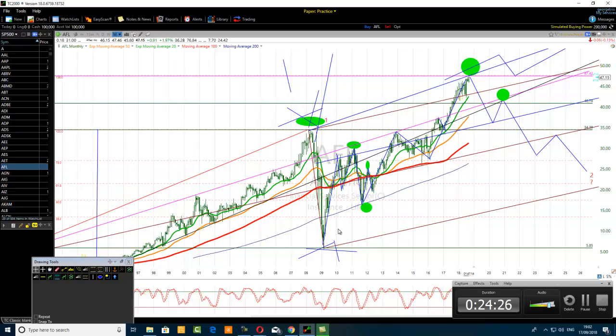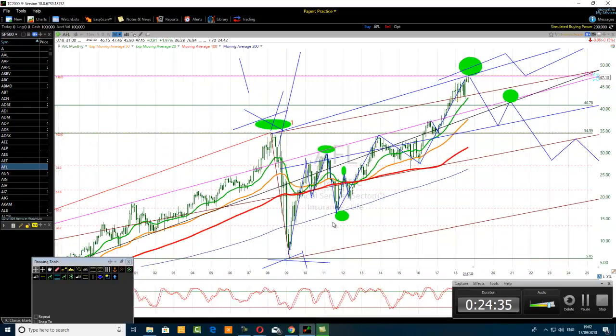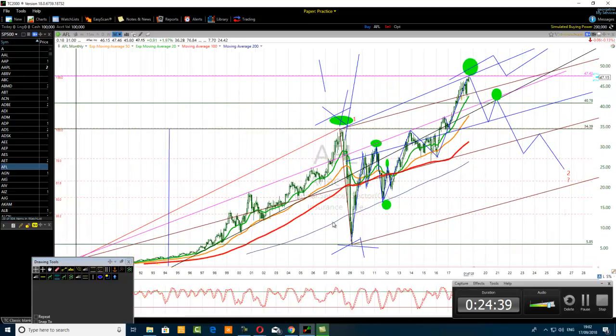The financial instrument that we are analyzing today is AFLAC, is that correct? AFLAC Incorporated, belonging to the financial services sector, insurance, life.